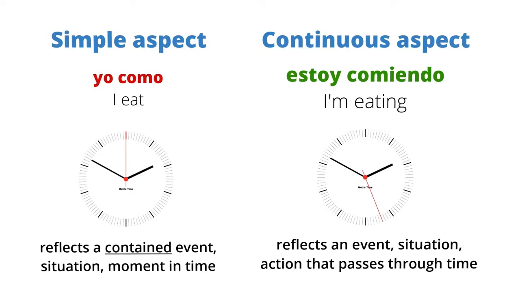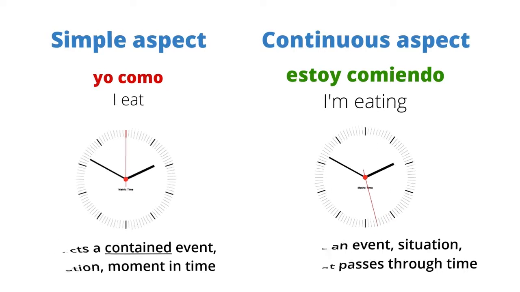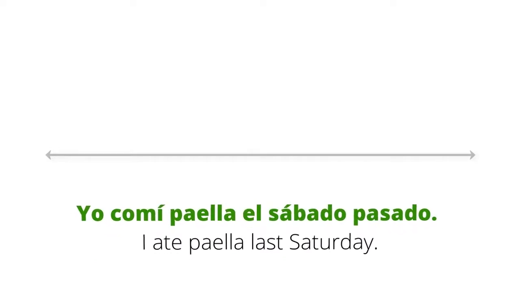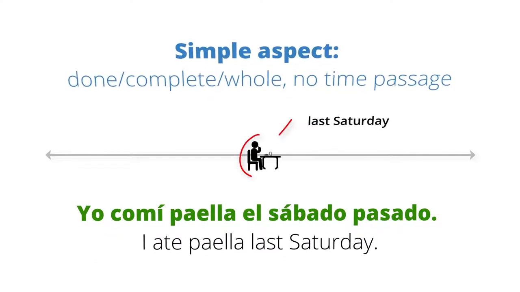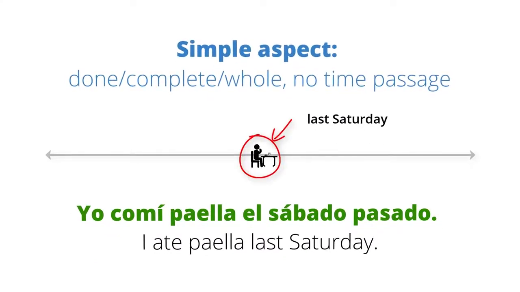Now, we can also use this aspect, or these 2 aspects, in the past tense. So let's take this sentence. I ate paella last Saturday. Yo comí paella el sábado pasado. The idea in this sentence is being viewed in the simple aspect because the action comí paella, I ate paella, happened within a contained unit of time. In this case, it was last Saturday. And I'm looking at it as a completed whole event. I'm looking at it from the outside. Here's me, here's what I did.